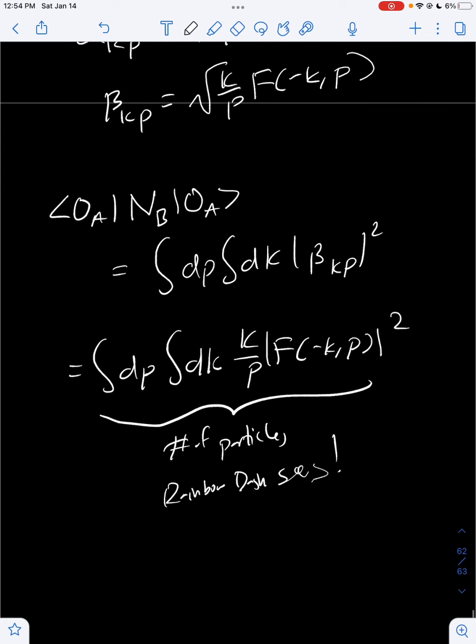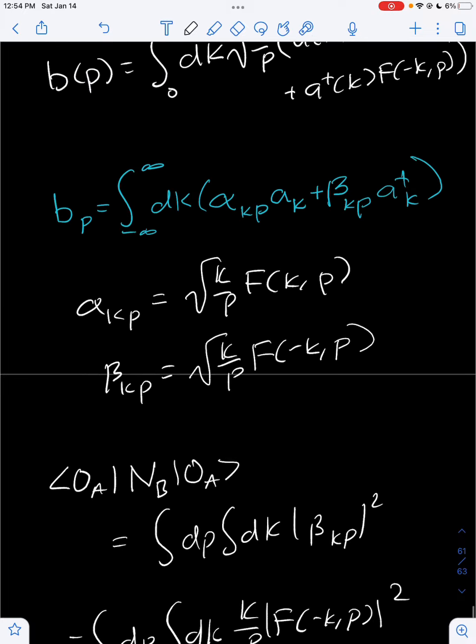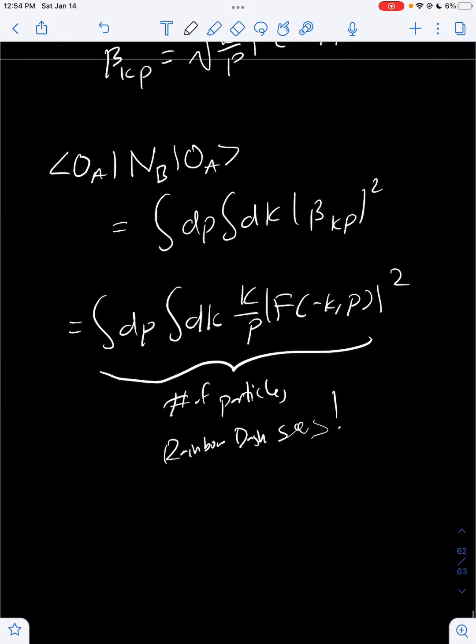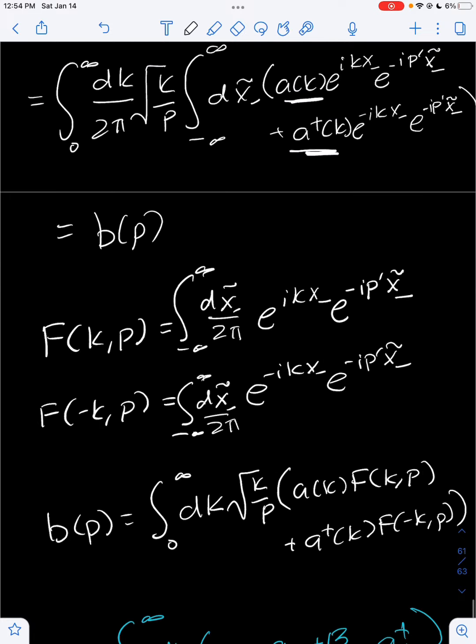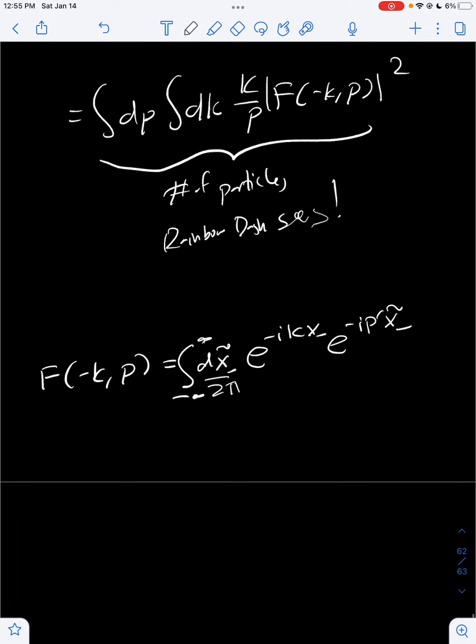Okay, but this doesn't really look like a number, right? It looks like a bunch of letters. So we're not really finished, right? So we should first recall what f of kp is going to be equal to, or really f of minus kp. So here's f of minus kp. So it's this over here, right? Notice how we have an x minus and an x tilde minus. So we have two different variables. That's not good. So what we want to do here is write out x minus in terms of x tilde.